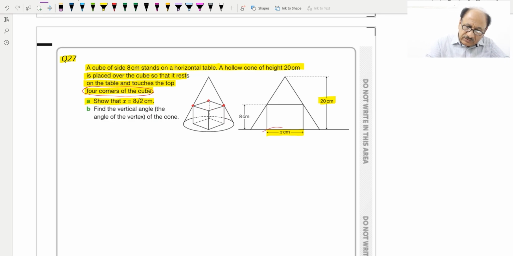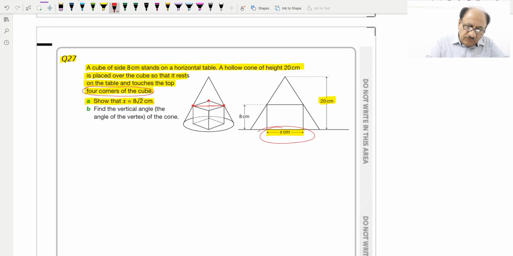So what is this x? The question is, what is this x? X is the diagonal of the cube. Hopefully now you understand what the point is. This is the diagonal of the cube, which is x.